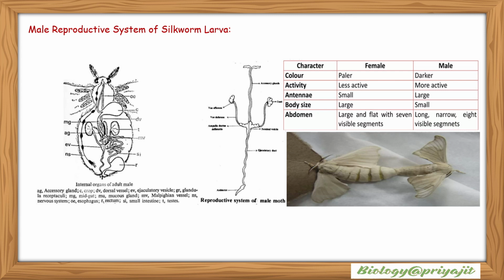During courtship, males are attracted to females by pheromones secreted by the female, which are detected by the male's highly sensitive antennae. Copulation involves the transfer of sperm through the aedeagus into the female's spermatheca, where the sperm is stored until it is used to fertilize the eggs.